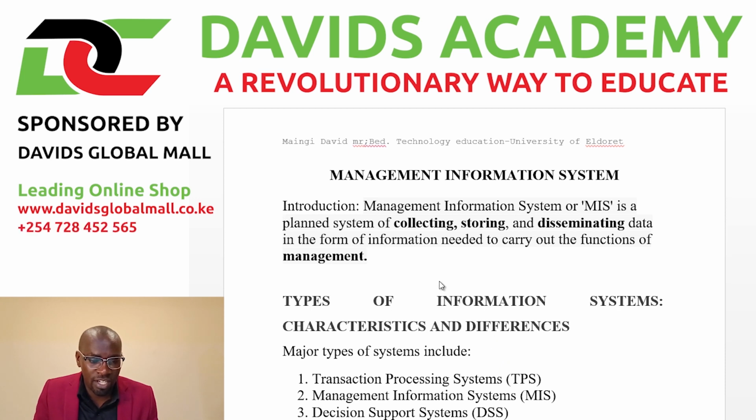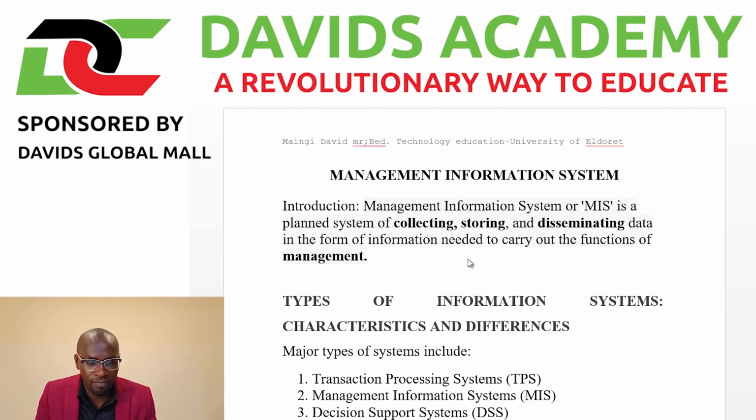We start by introduction. Management Information System, or MIS, is a planned system that is designed for collecting, storing, disseminating data in the form of information needed to carry out the functions of management. So we are saying that management information system does three functions.